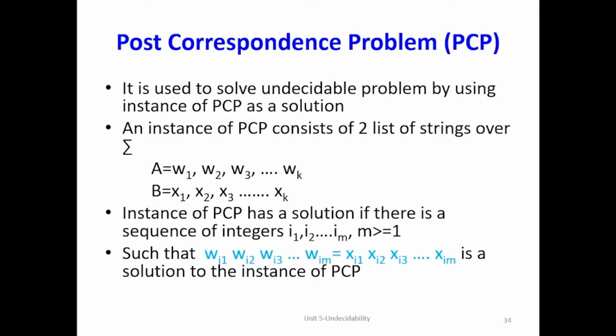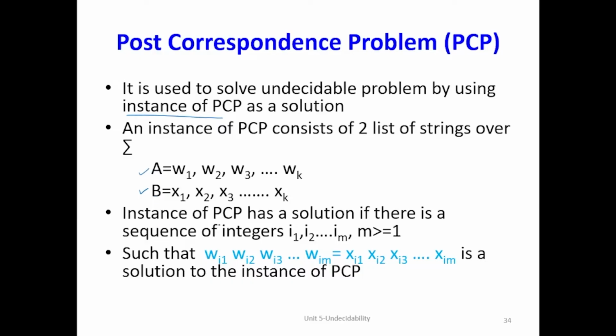And the second solution is the Post Correspondence Problem. Undecidable problems can be solved based upon instances of a Post Correspondence Problem. How can we give an instance of this? We should consider two different lists of strings. Let us take A and B. A and B are lists of strings, which contain a set of strings W1 to Wk. The same number of strings are also available in X1 to Xk, different formations of strings, under B.